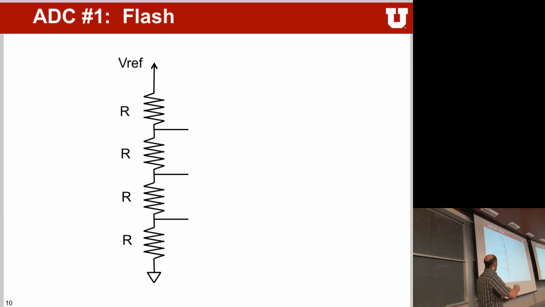So we have a reference voltage up here, ground at the bottom, or this could be your Vref minus, basically, so your upper bound and lower bound. You have resistors in between that divide this difference in voltage here into different levels. Now what would you hook up to here?